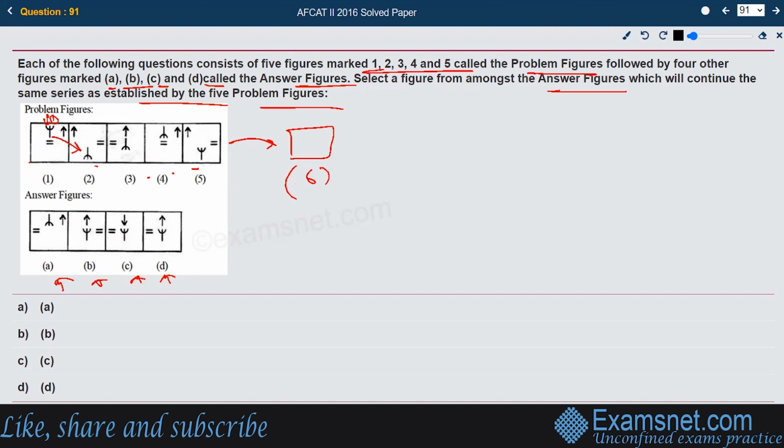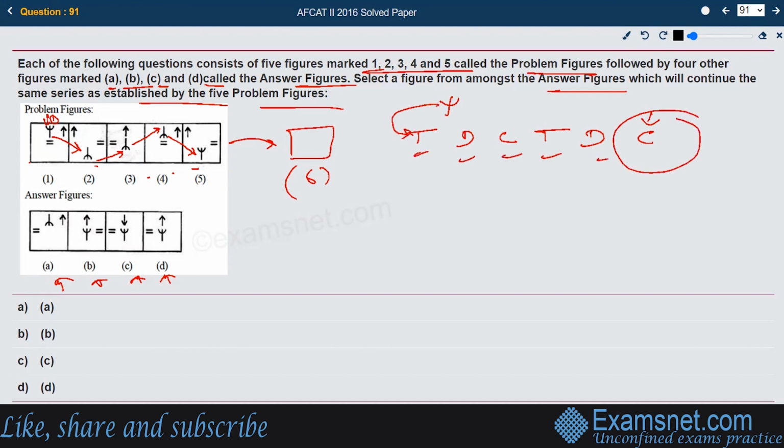From 2 to 3, the first figure has gone into the center. From 3 to 4, the figure has gone again to the top. Then in the fourth figure it has again come down. So what is happening with figure 1? It is moving top, then down, then center, then top, then down. So the next time it should be at the center. This is how it follows the pattern: top, down, center, top, down, center.